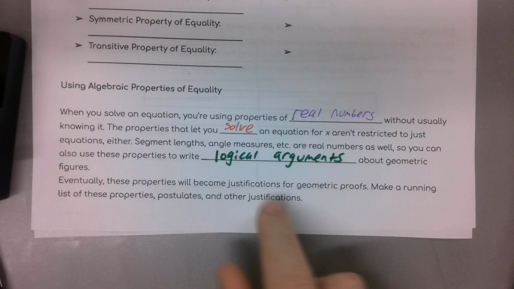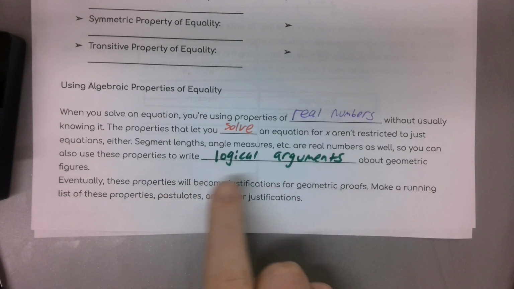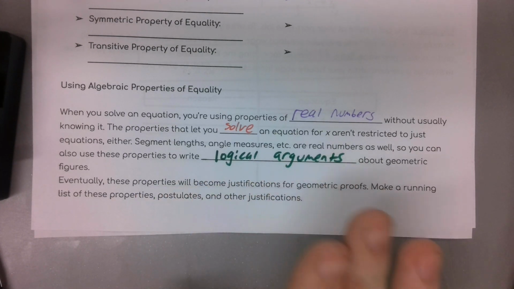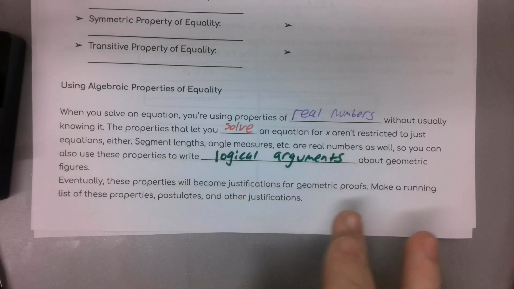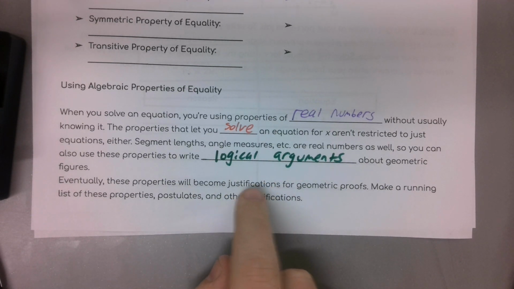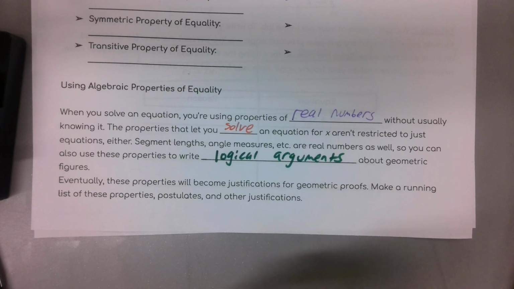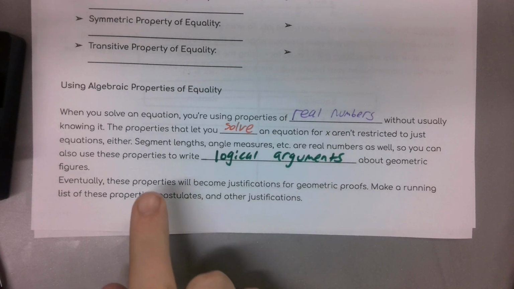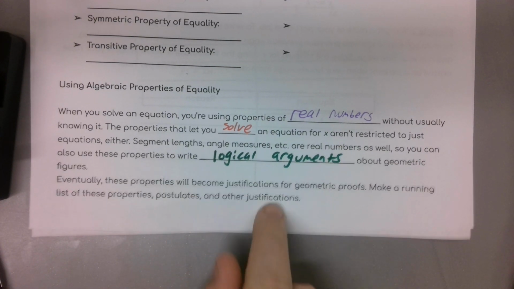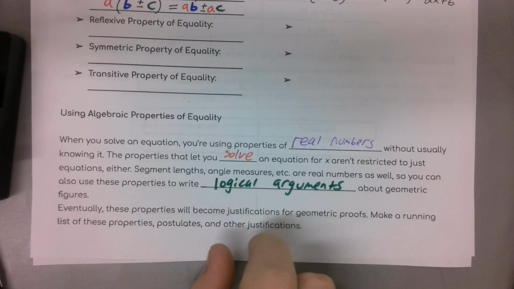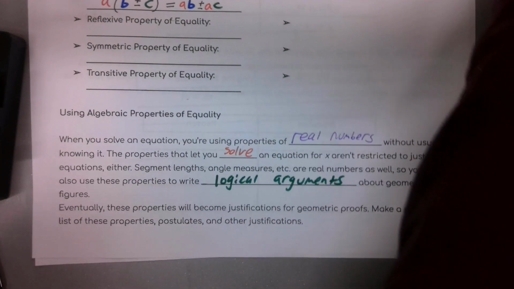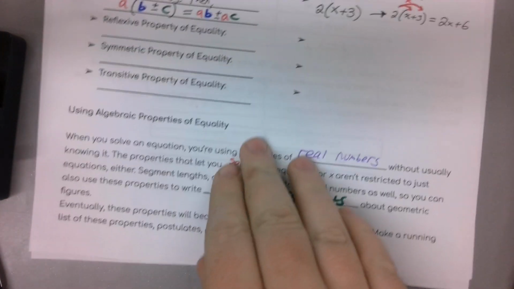Eventually, these logical arguments won't just be arguments. They're going to turn into what we call a geometric proof. We're going to prove that something is true, other than saying, it looks like it would work. These properties are going to be called justifications or reasonings for those proofs. My recommendation is to make a running list. Anytime we use a property, a postulate, or a different justification in a proof, write it down. It's helpful to know what you can put as a reason for a proof.